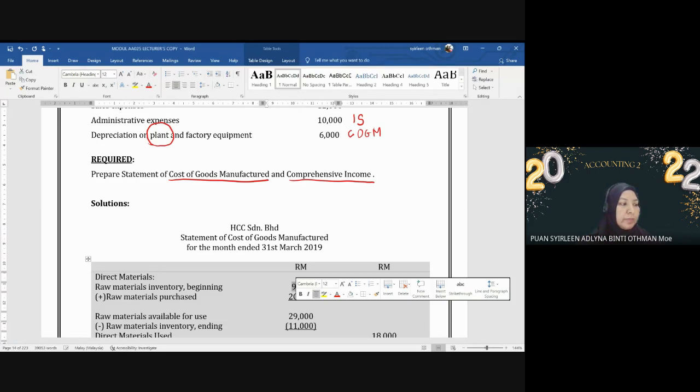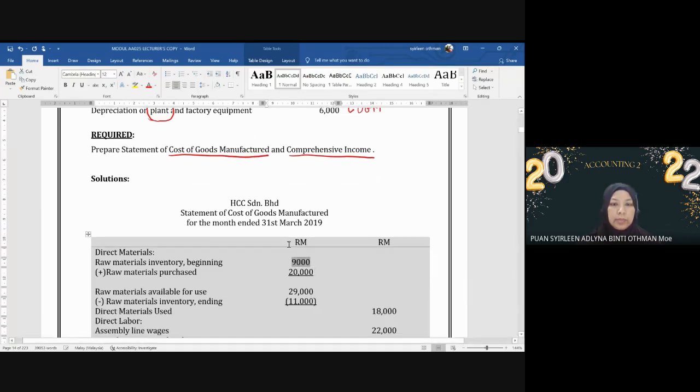Okay, and then kita akan plus dengan raw material purchase, that will be 20,000. Betul? Raw materials inventory March 1st is 9,000. Raw material purchase is 20,000. So you get your raw materials available for sale. Okay. And then ada apa-apa tak yang berkaitan dengan raw materials? Tak ada taxes, tak ada what not. So kita just terus minus raw materials inventory ending.